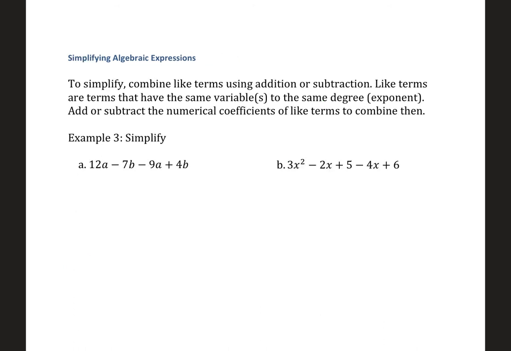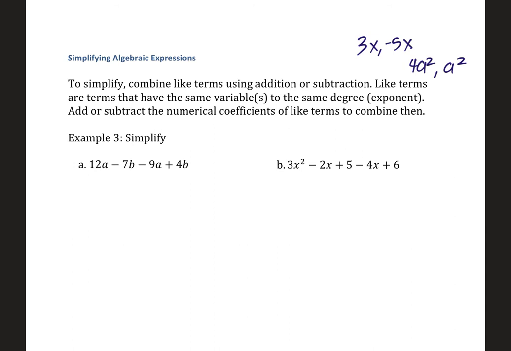And lastly, we have simplifying algebraic expressions. So to simplify, we're going to be combining like terms using addition or subtraction. And like terms are terms that have the same variable to the same degree. So when I think about this, I'd say, okay, 3x and -5x are like terms. 4a squared and a squared are like terms. Same variable, so same letter, to the same exponent.